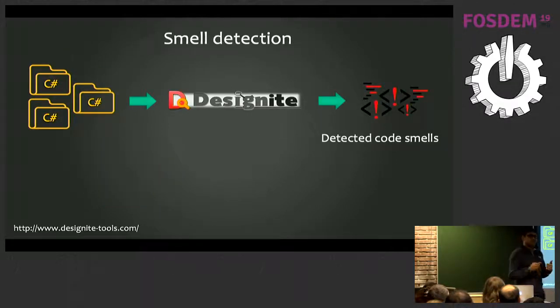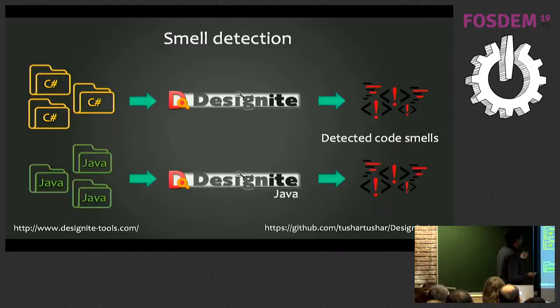Next step is smell detection. We use DesignIte, both DesignIte C# for C# code, and DesignIte Java for Java code, and detect all the smells that can be found in the code. And by the way, DesignIte is a tool which can detect 19 design smells, 7 architecture smells, and 11 implementation smells. And similarly, DesignIte Java version is also picking it up to that level. You can download these tools, and again, at the last slide, I will share all the links to you.